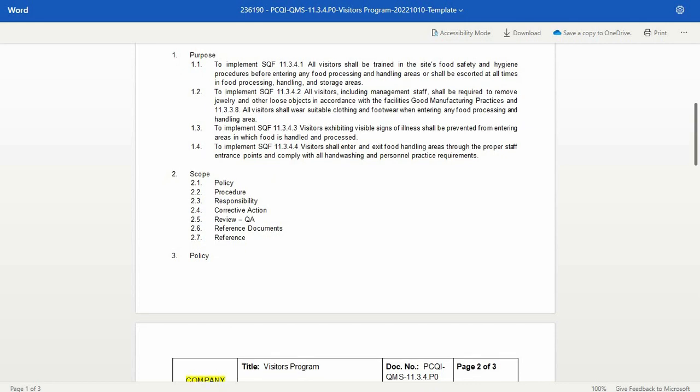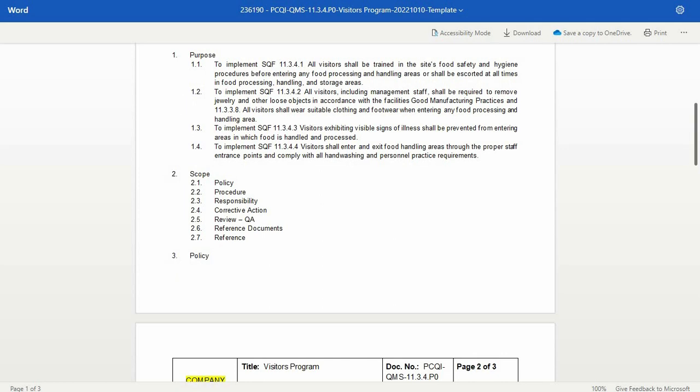Second, to implement SQF 11.3.4.2, all visitors, including management staff, shall be required to remove jewelry and other loose objects in accordance with the facility's good manufacturing practices and 11.3.3.8. All visitors shall wear suitable clothing and footwear when entering any food processing and handling area.